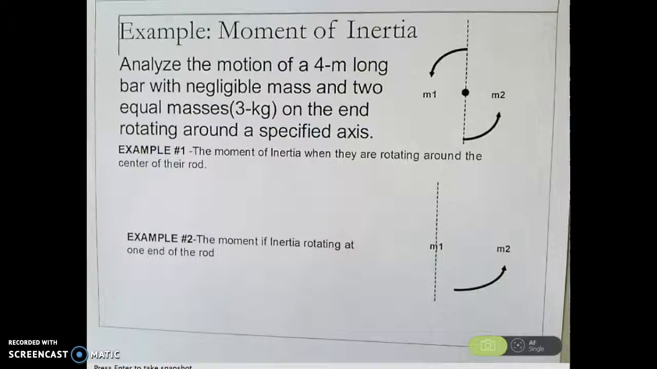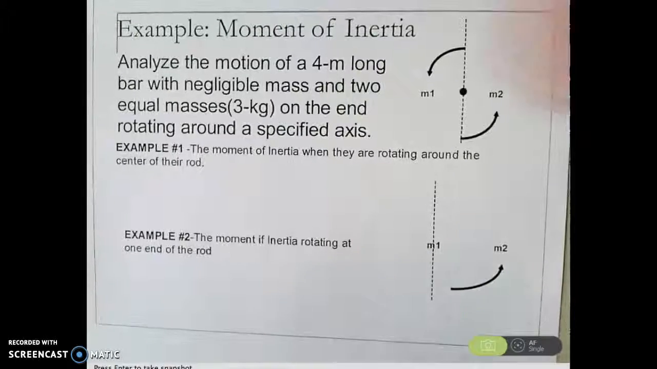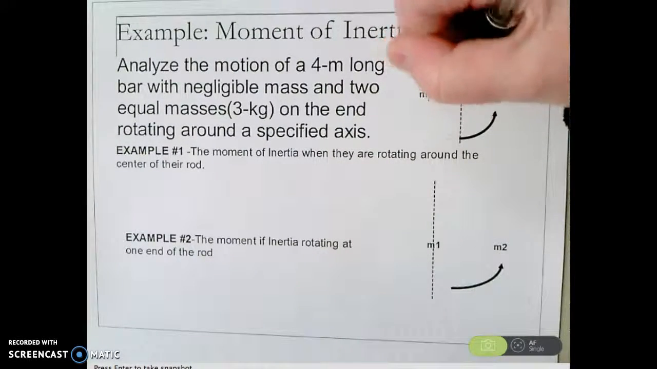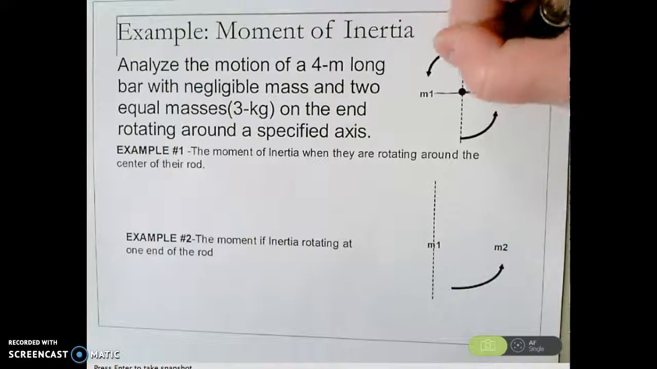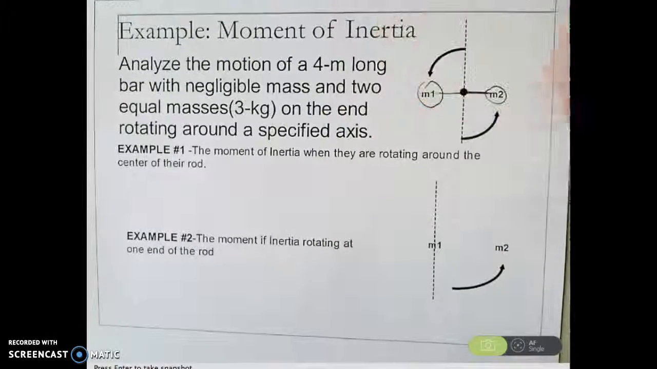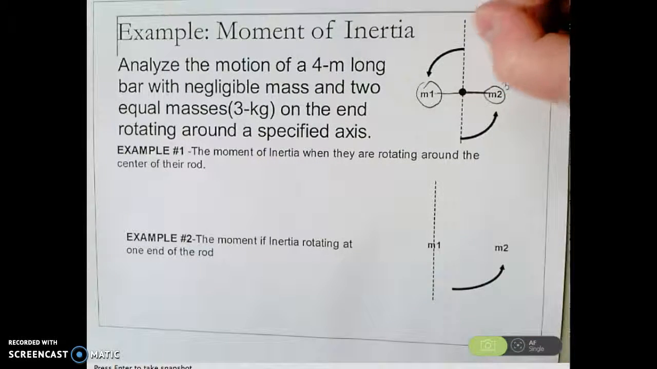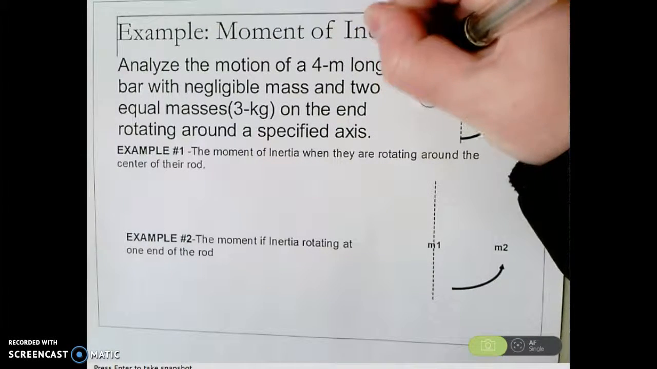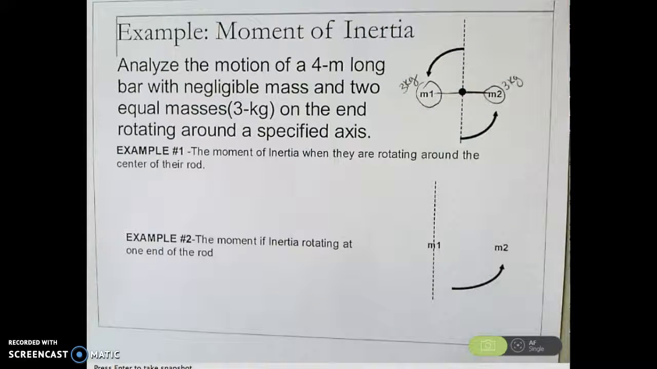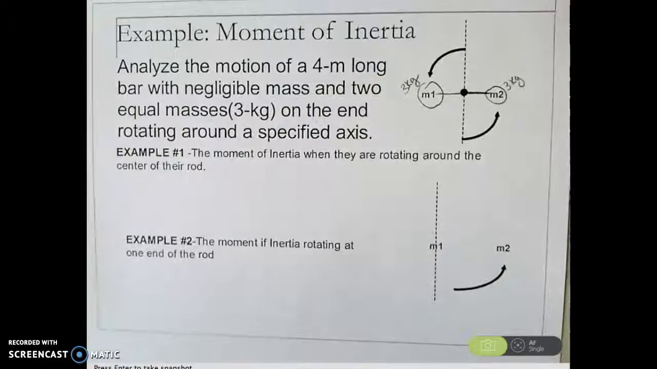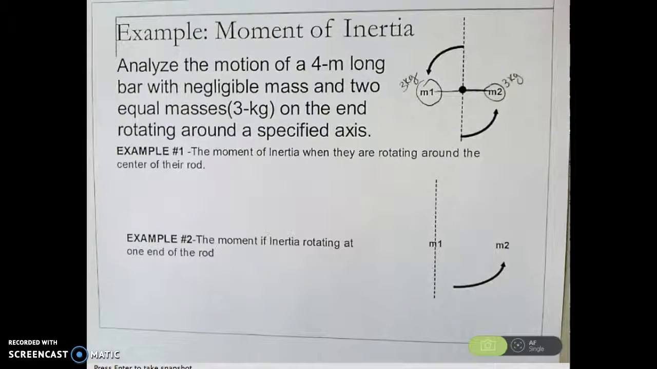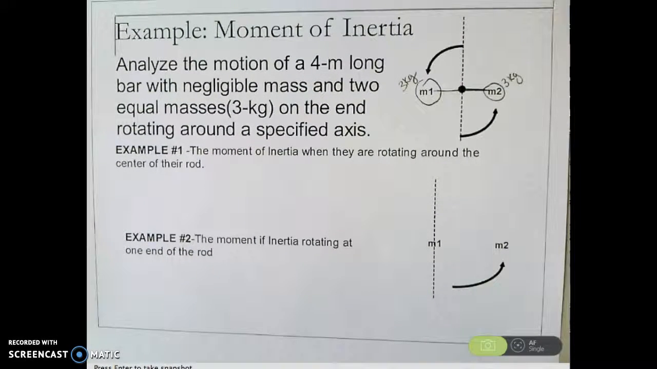So this first one is just the regular moment of inertia. And we're looking at the motion of a 4-meter long bar. So if there's a bar in the middle connecting two masses, and if those masses are each 3 kilograms, we're going to look to see how they rotate around a specific axis. So in our first example, if they're rotating around the center of the rod, then we would calculate the moment of inertia as we have been before.